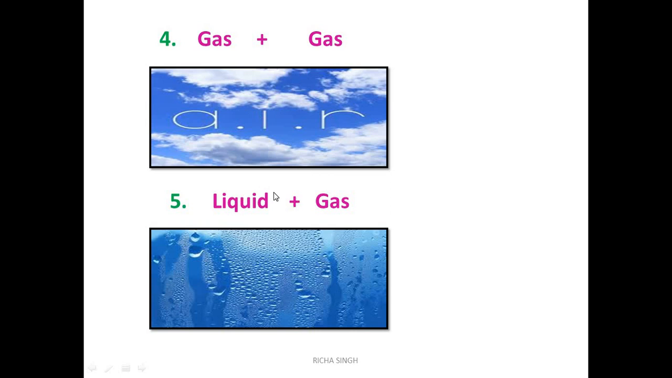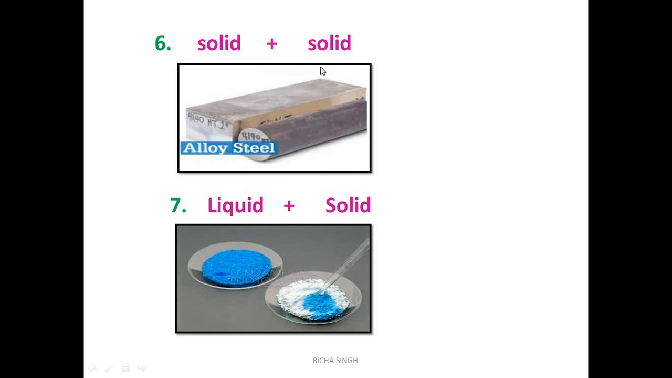Now the next is where the solute is liquid and the solvent is gas, meaning the gas is the major component and the liquid is in smaller amount. You can see the dewdrops, the mist, when somebody sneezes, the droplets come in the air. So this is a mixture of liquid and gas. Solid and solid is very easy. It is an alloy. Both the components are solid here.